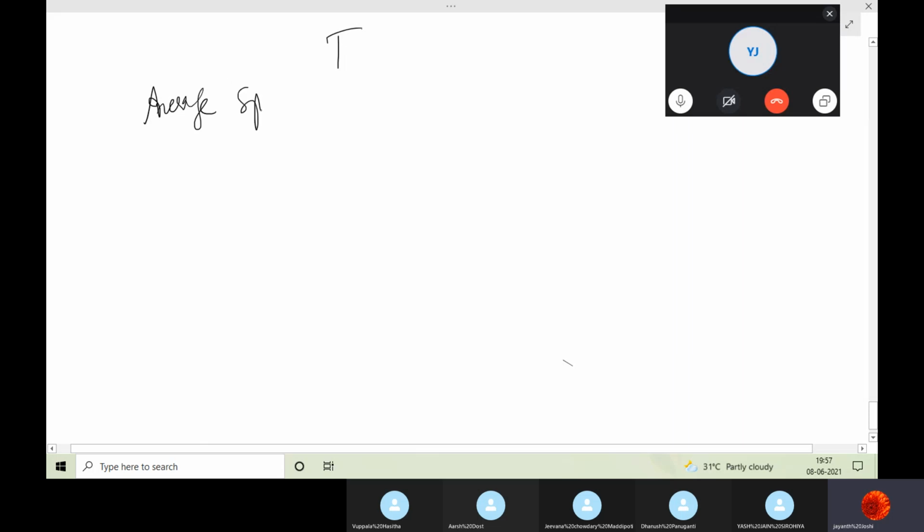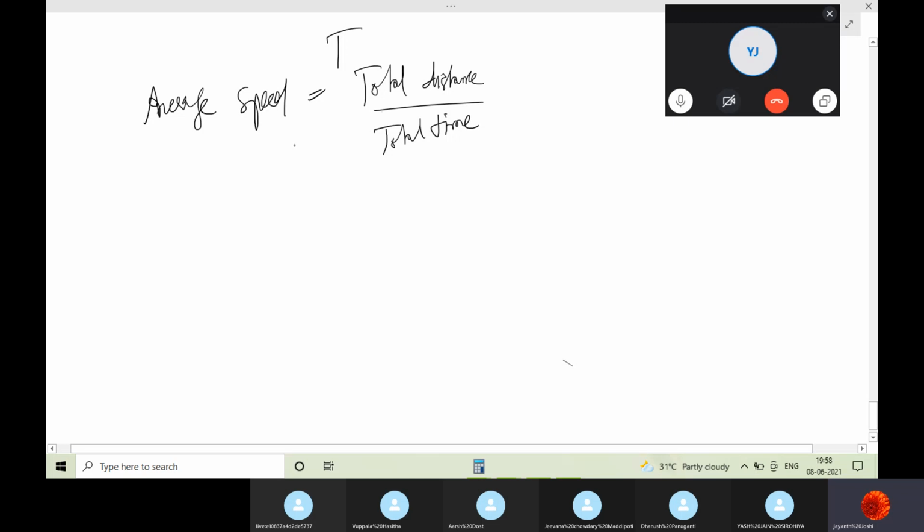So average speed is equal to total distance by total time. Now I am giving you a question. Please do this question. So this is the general formula for average speed. Now write down one more formula for the average speed.